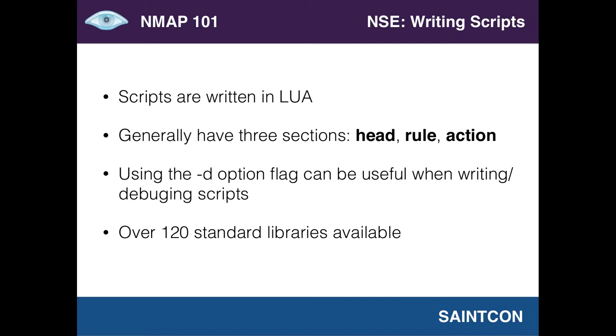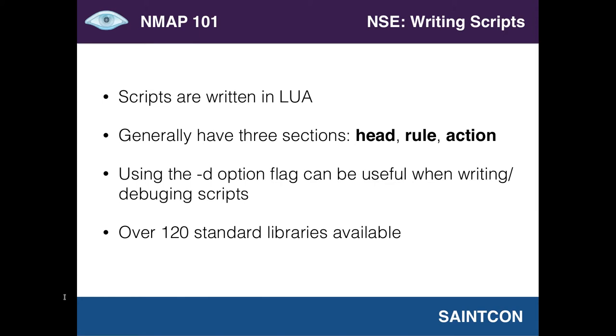Now, with Nmap, a script, if you're writing one or if you're looking at one, is going to have three main sections. There's going to be a header, which has mostly metadata information, and it's also going to have a rule. Basically, the rule part of the script is something that has to evaluate to true. And if it evaluates true, then it performs the last section of the script, which is the action, the particular logical part of your script. So when you're writing your own, I recommend using the dash d because it'll output to your screen and show you more details. If it's not working the way you expect it to, dash d is your friend.